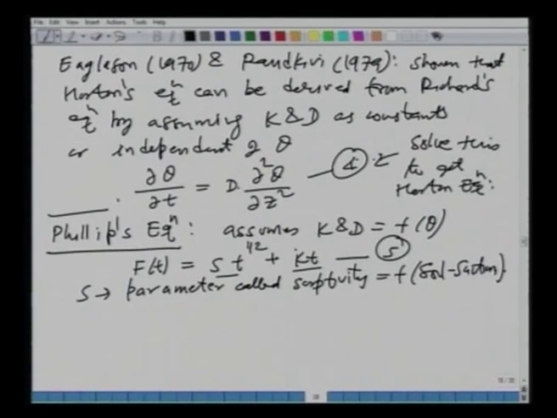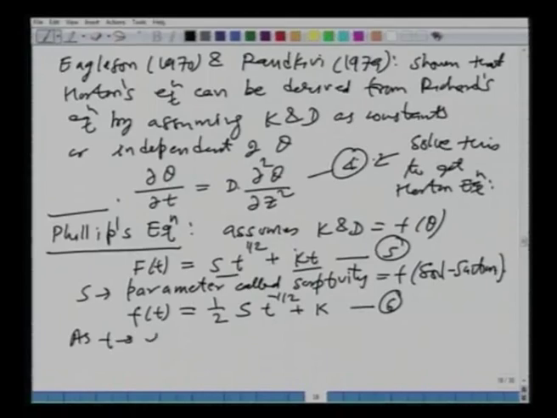Using this equation, we can differentiate it with respect to time and then determine what the infiltration rate will be. Once we have the capital F, we can always find out what the small f will be. So, you can see that it will be equal to half S t to the power minus half plus K. You differentiate equation 5 with respect to time, you will get this.